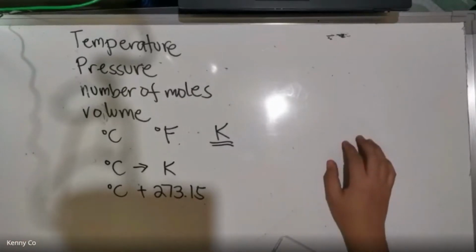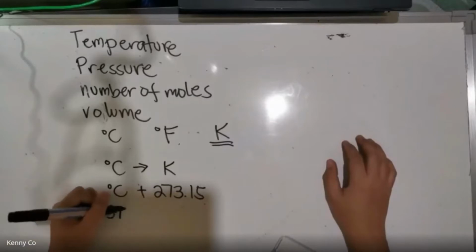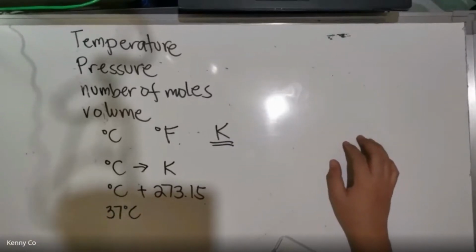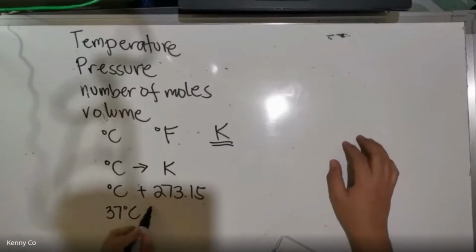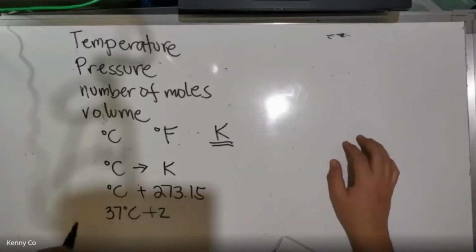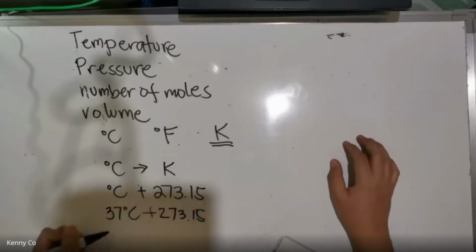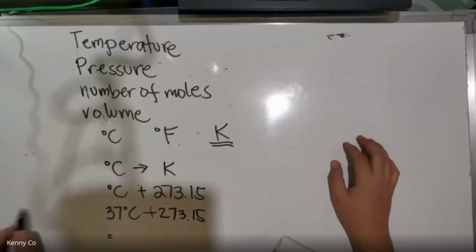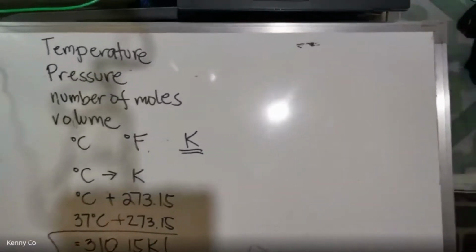For example, the normal body temperature is 37 degrees Celsius. How do we convert this to Kelvin? Plus 273.15. So what will be our temperature in Kelvin? This will be equal to 310.15 Kelvin. So this is our temperature in Kelvin.